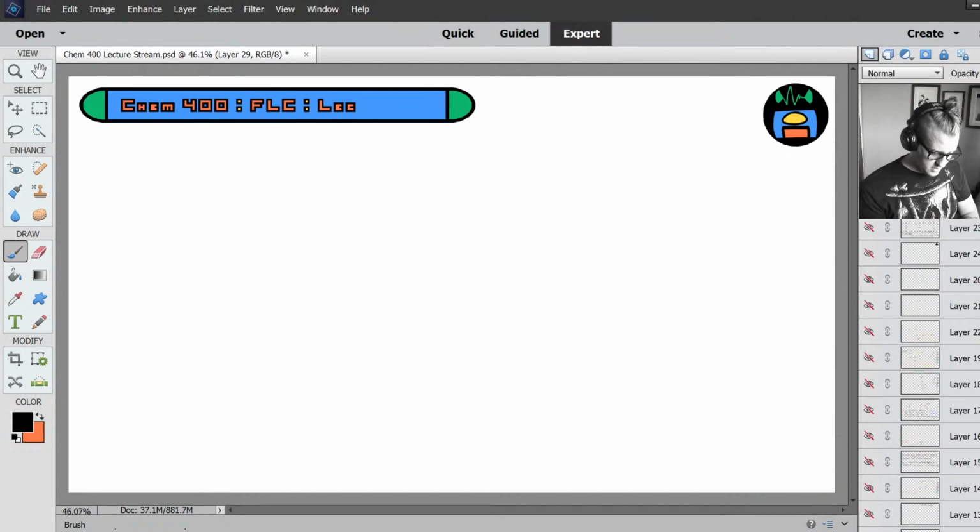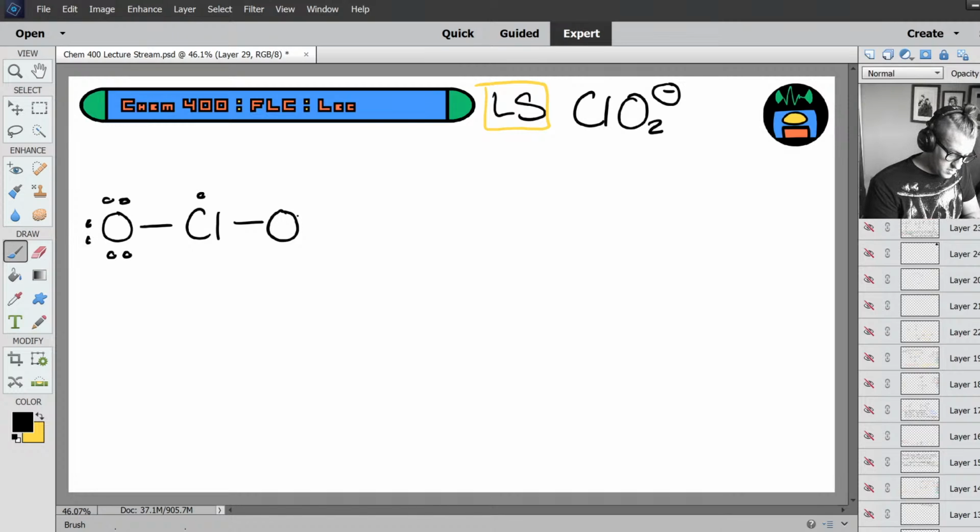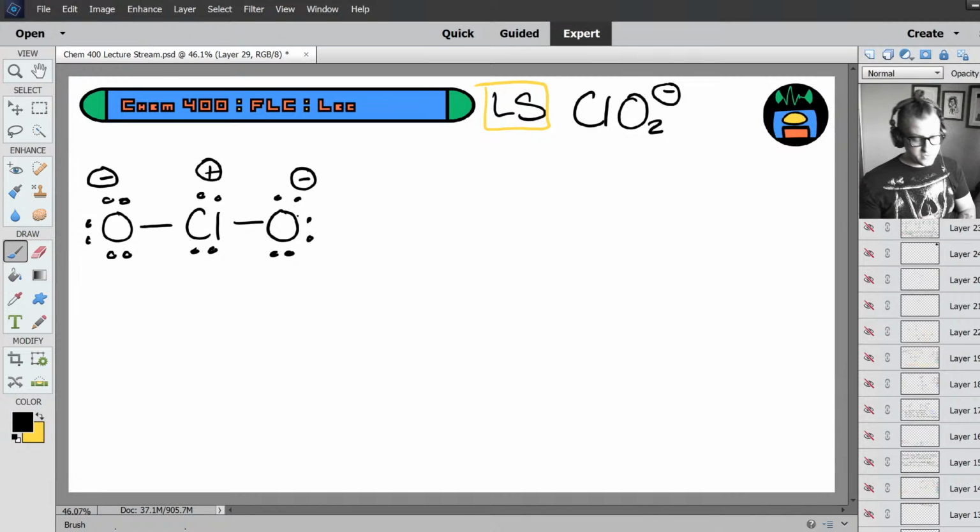I'm going to redraw the structure really quick that we just had. So you have chlorine, single bonded to 2 oxygens, each with 3 lone pairs. Chlorine has 2 lone pairs. Chlorine has a formal charge of +1. Each oxygen has a formal charge of -1. So those are our formal charges.